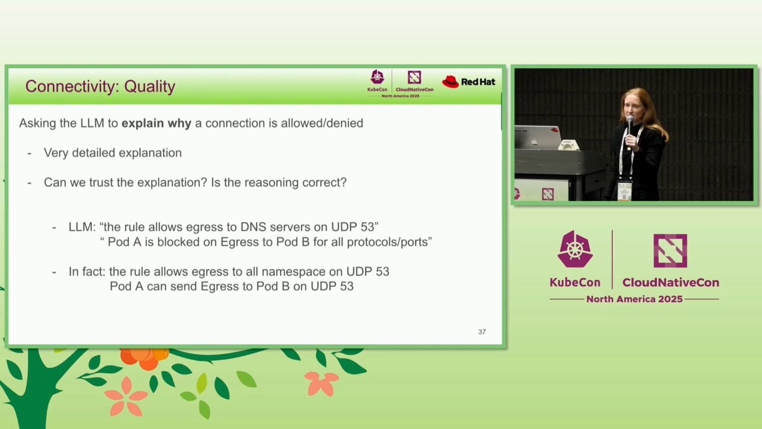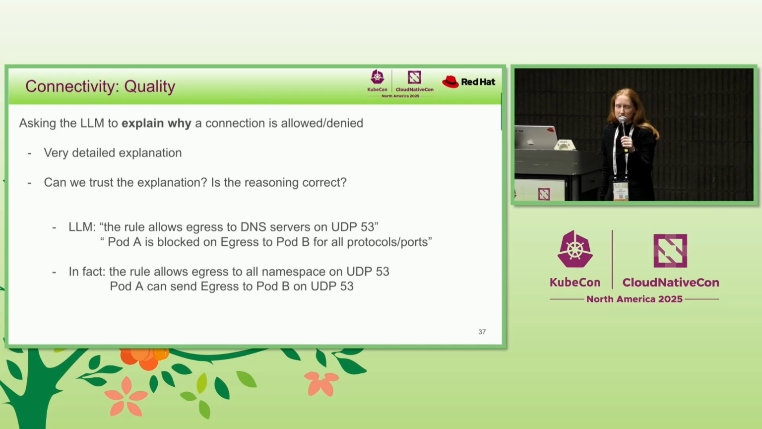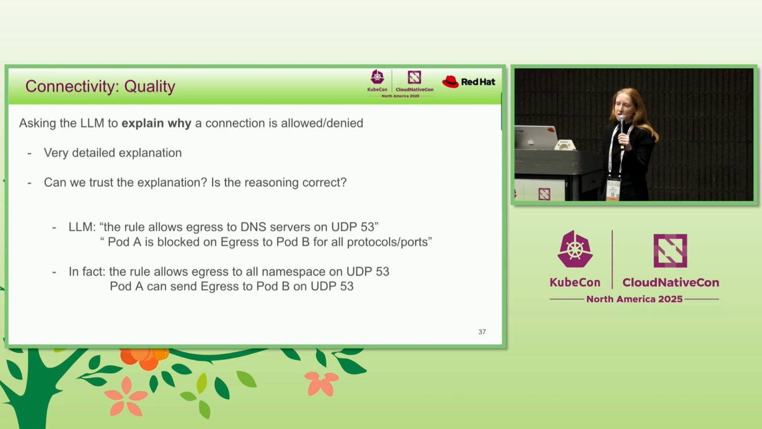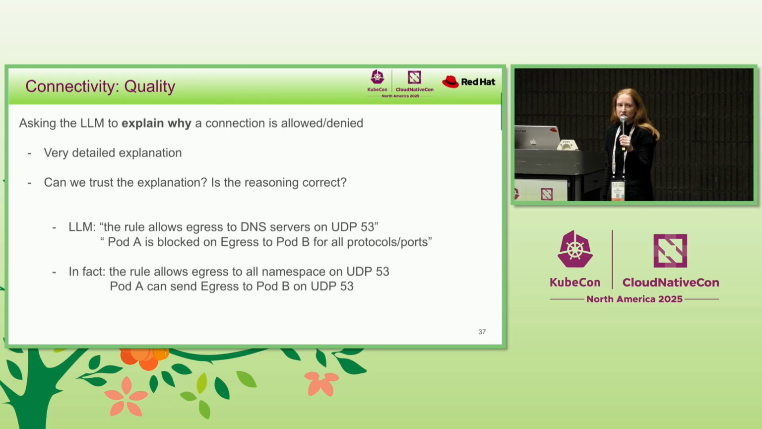But can we trust the explanation? Is it correct? Is it accurate? So one example that I noticed, it was confused by a bias from external documentation, probably. This is my assumption. There was a rule that allowed egress to all namespaces on UDP 53, so pod A could, in fact, send egress to pod B on this port. But the LLM claimed that it was blocked because this rule is only exposing to DNS servers, which was not what the rule has configured.